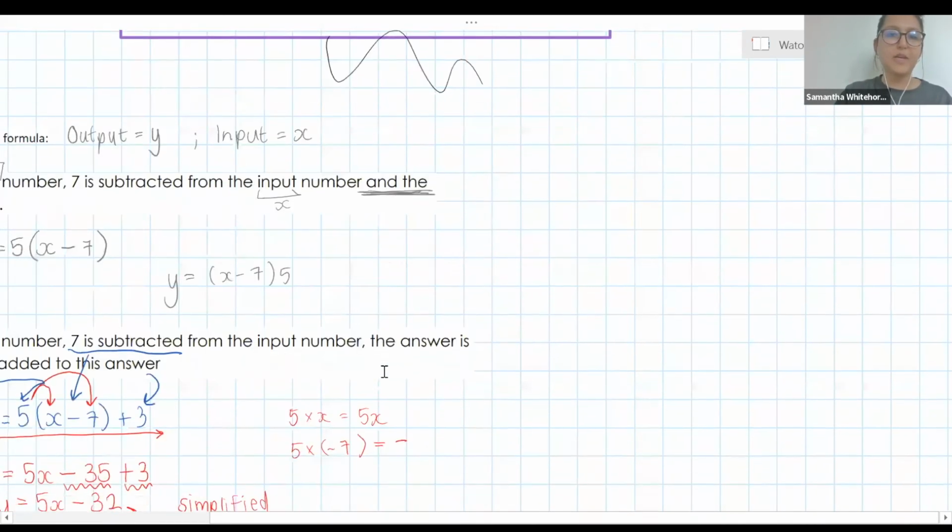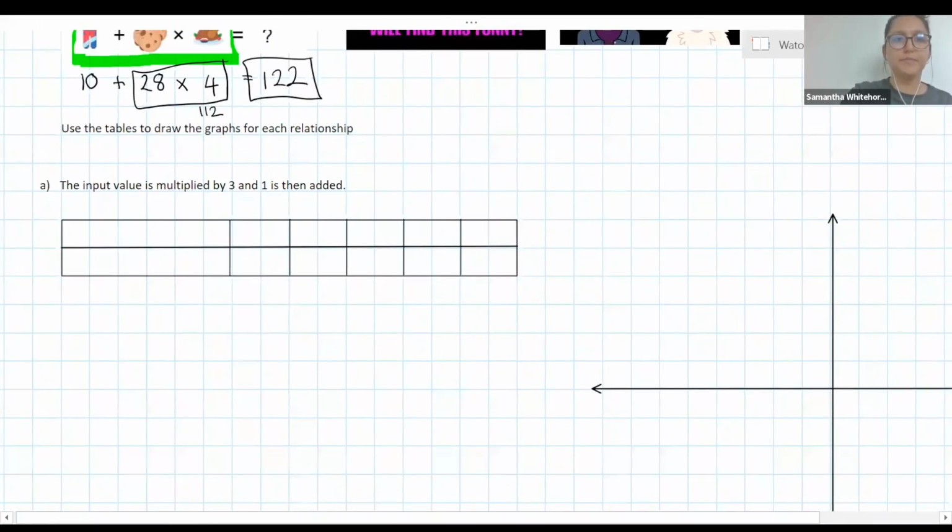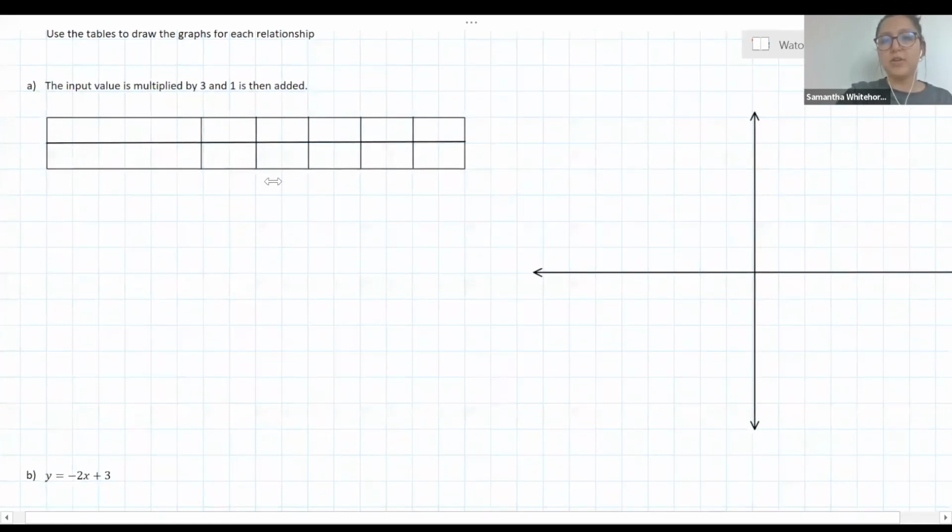Alrighty. So there we are. Right, so let's have a look at how we actually draw these graphs, because this is really where the fun stuff comes in. So we've got an input value that is multiplied by 3, and then 1 is added. So if we write a rule for ourselves, we've got y is equal to our input value, which is x, multiplied by 3, and then we're adding 1 to that product. So our rule would be y is equal to 3x plus 1.